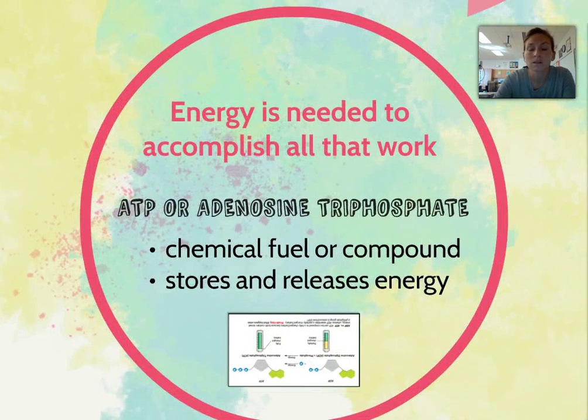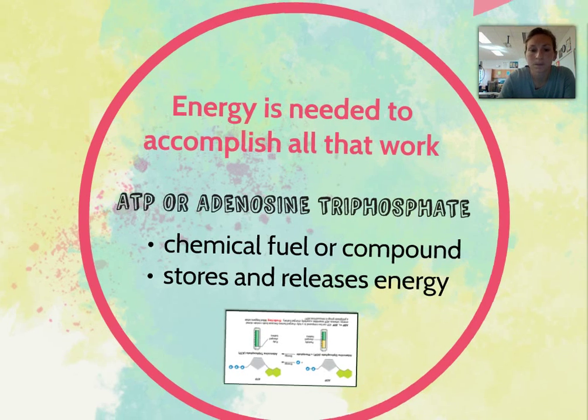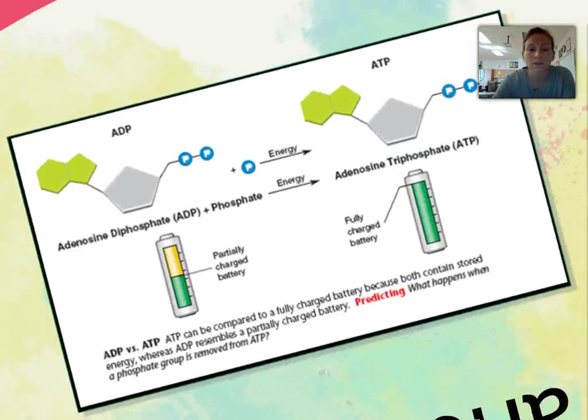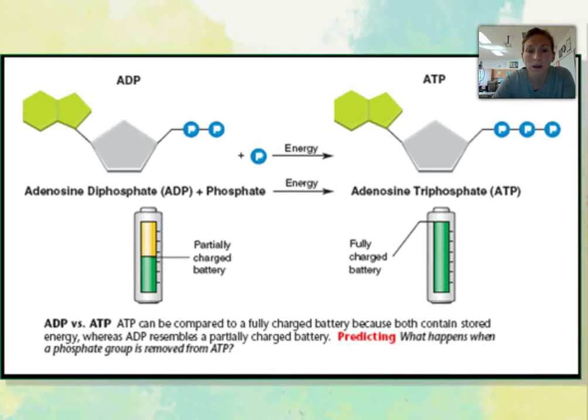So because homeostasis is such hard work, energy is going to be needed to accomplish all of that. And one of our main energy sources is ATP, or adenosine triphosphate. Now ATP is chemical fuel, or a compound that provides us with energy. And it stores and releases energy at certain times when we need it. And so we kind of think of ATP as being like a fully charged battery.